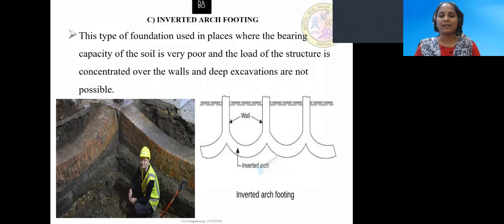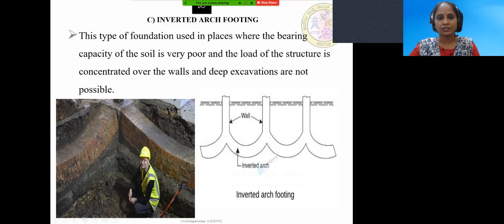So at that time I select the inverted arch footing. It is a row of piers. It consists of a row of piers. See, you can see 1, 2, 3 piers, in a row continuously. Again, it is supporting invertedly, you can see in the 3D picture also.